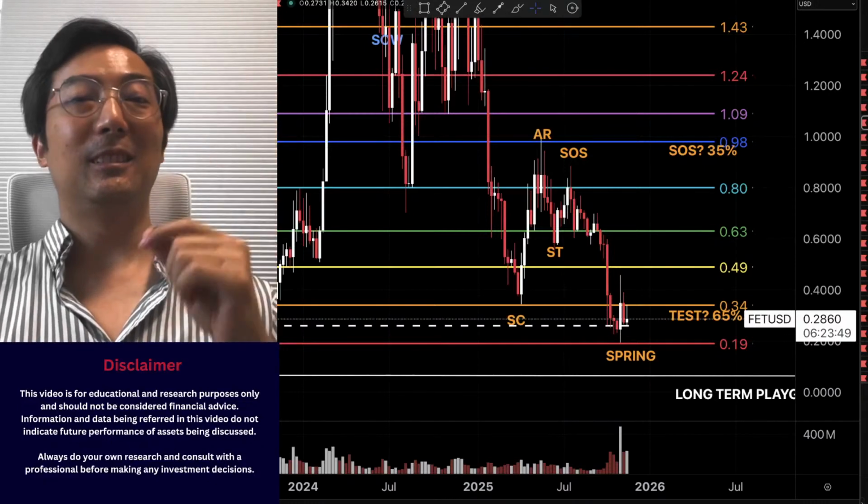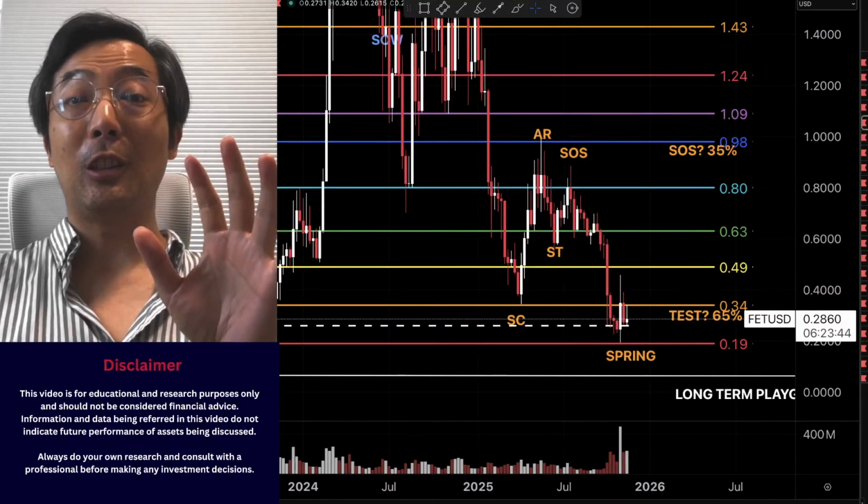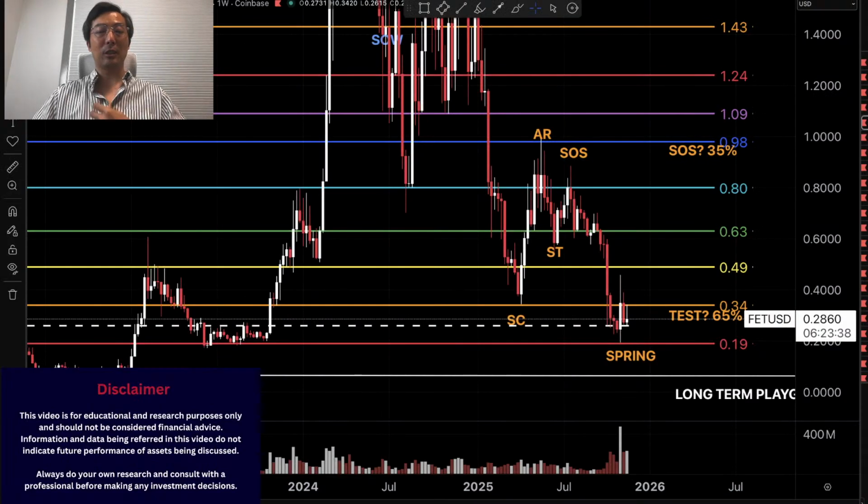Hi there. Let's use the Wyckoff lens to analyze FET. If you are new to my session, these are the 3 key things I'll cover during the session. So let's start with the weekly chart.